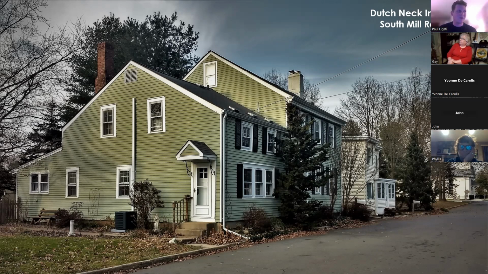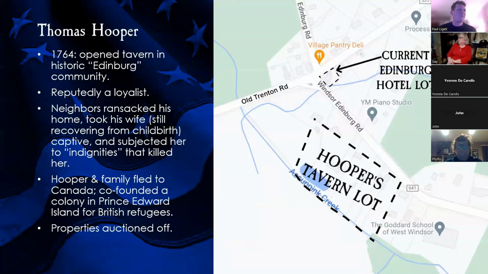Now, we've explored a lot about the patriots of West Windsor. Again, I pointed out Jacob Bergen, Richard Stockton. But on the flip side of the coin, I want to explore a man named Thomas Hooper, who himself, unfortunately, did not have a happy story. Now, Thomas Hooper and his family lived in Windsor Township for much of the mid-1700s.